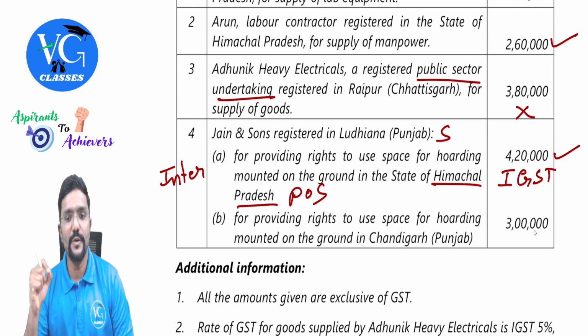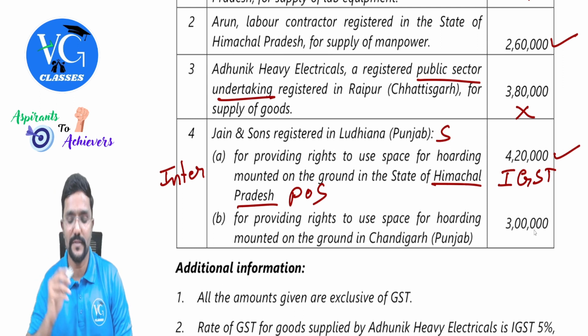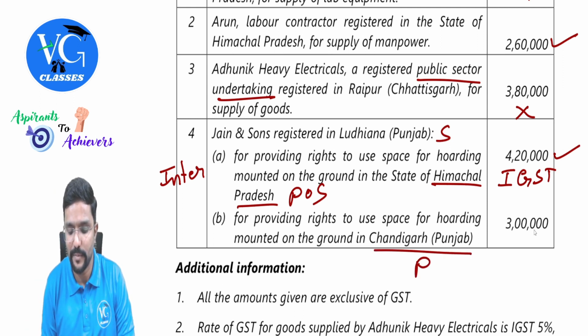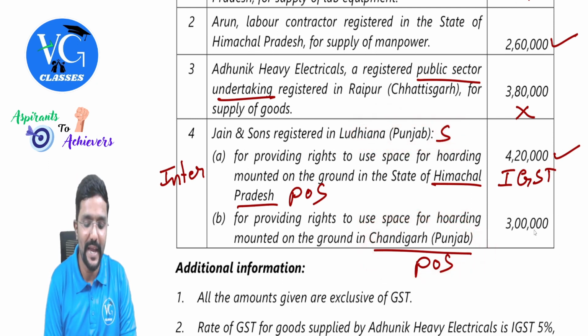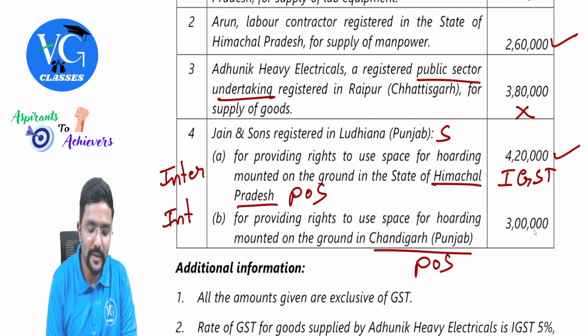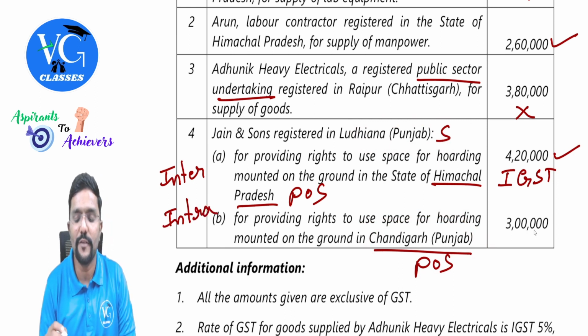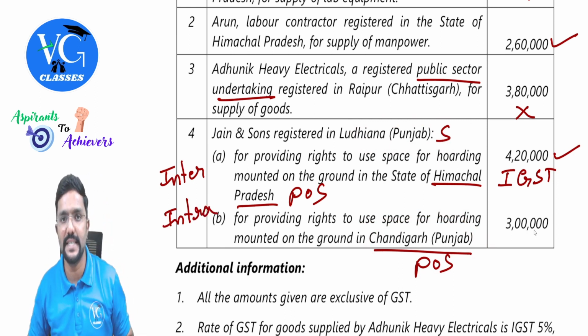Next, the second one, B. For providing right to use space for hoarding mounted on the ground in Chandigarh. Again, what is the place of supply? Place of supply is Punjab. Location of supplier is in Punjab. Place of supply is in Punjab. So it is an intrastate supply. In case of intrastate, CGST and SGST is applicable.